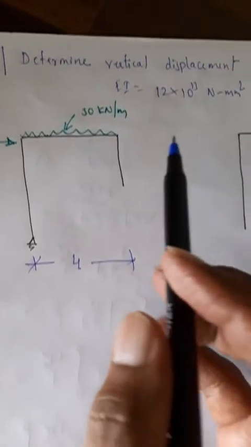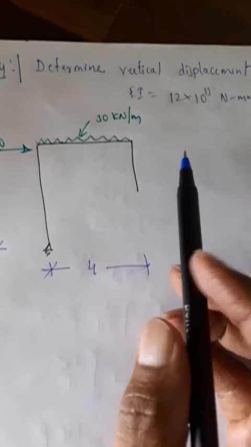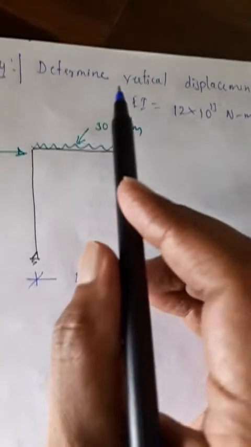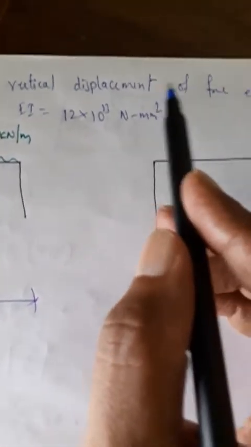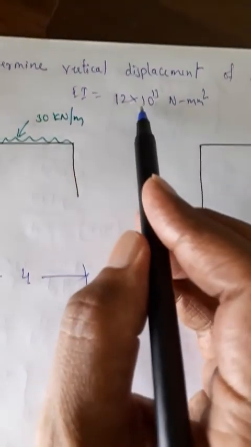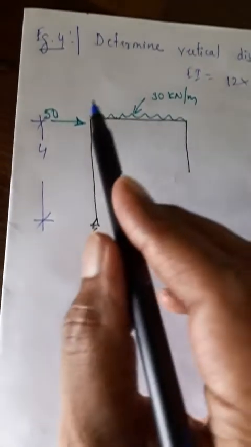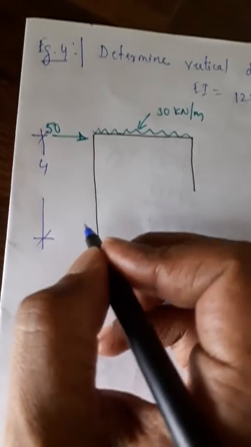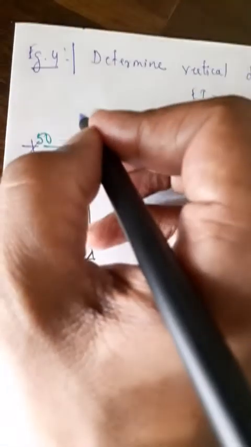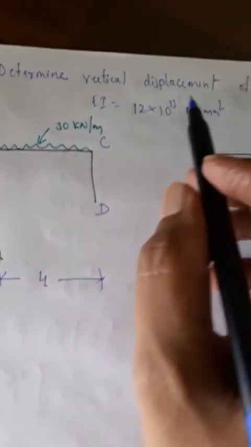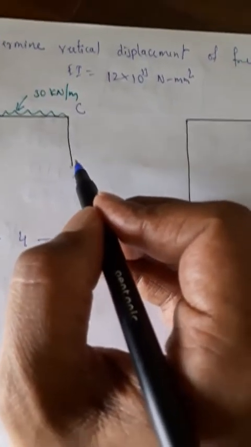Dear students, today we'll start with Castigliano's theorem examples for a frame, a bent frame. Determine vertical displacement of free end D. EI is 12 into 10 raised to 3 Newton mm square. So this is the beam, a bent frame. Let this be A, B, C and D. I have to find vertical displacement of free end D.